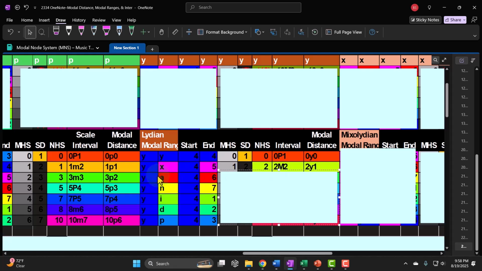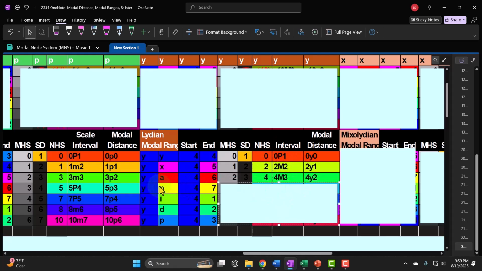So we have a YX modal range, Lydian to Mixolydian, a mixed Lydian modal range, blue to magenta, a 4-5 modal range, which is going to be 1 modal half step up. Second scale degree, 2 note half steps up, which is chartreuse. So a 2 note away, major second is chartreuse. A 2 note away from the Lydian node, first modal half step is chartreuse. What about the next one?